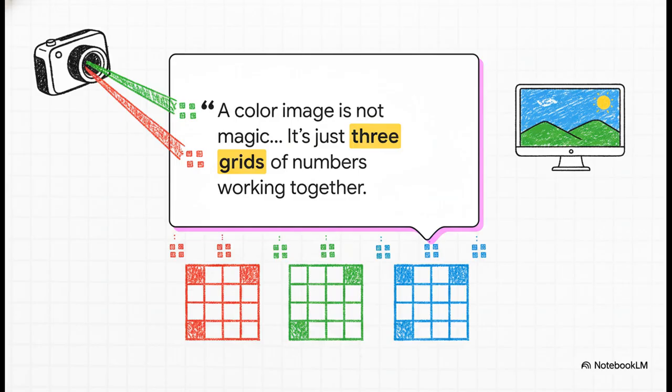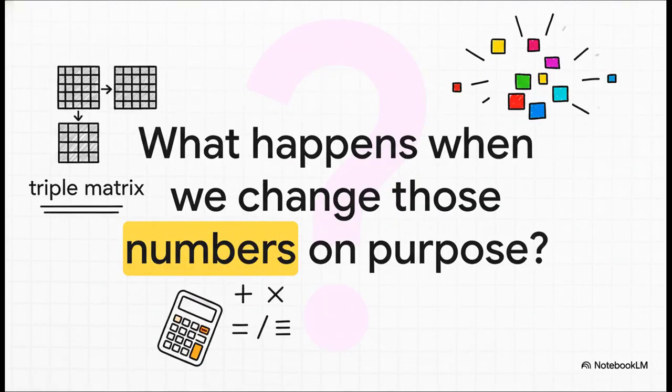So, let's wrap this up with a big idea to remember. A digital color image. It's not magic. It's not like mixing paint. At its very core, it's just data. It's 3 simple grids of numbers, all working together in harmony to show us the world. And really getting that, that's the key to everything that comes next. Now that you know the secret of the triple matrix, what do you think happens when we start messing with those numbers on purpose, when we start doing math on those pixels? Well, that's exactly what we're going to dive into next time.